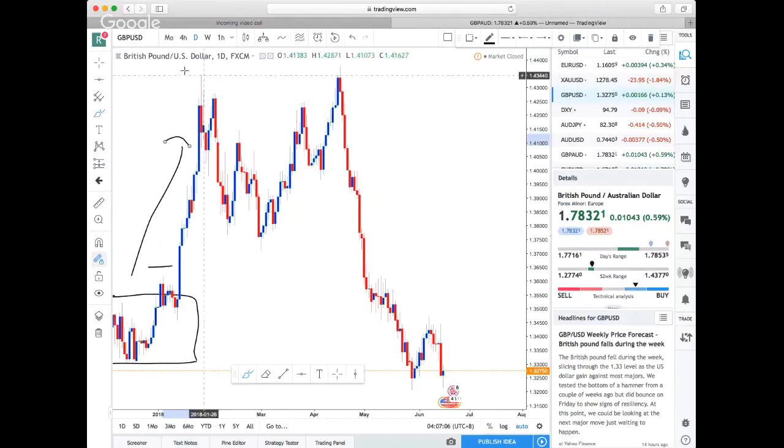Okay, so in this case, where is the highest point? The highest point is around here. Remember, as I said, if the previous highest point has not been broken, that means it's not yet an uptrend. So what happened after that? Price goes up and still could not make a high. It has to go down, and this time it makes quite a big move down.